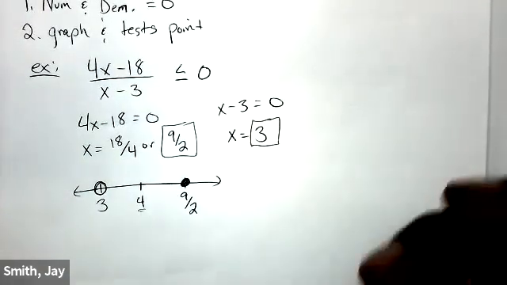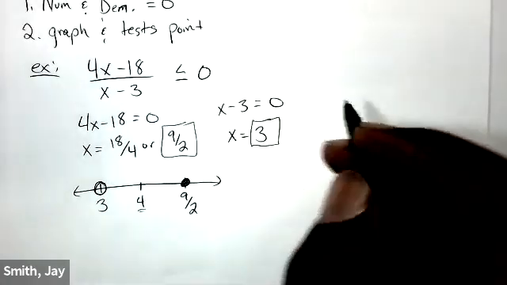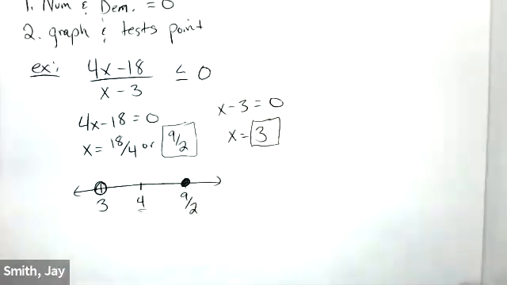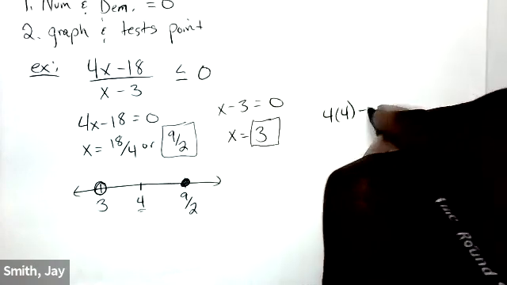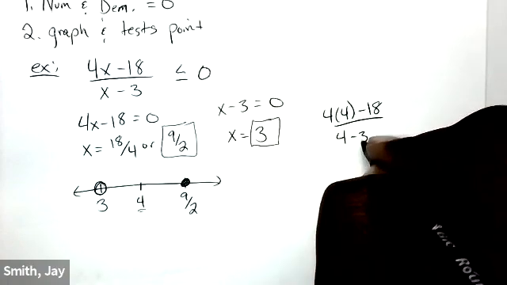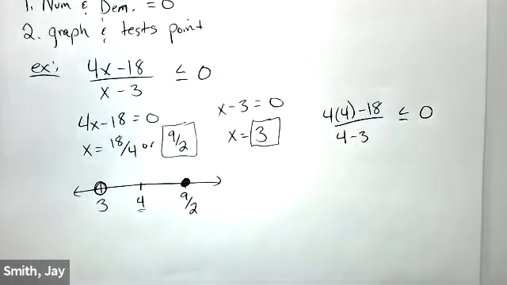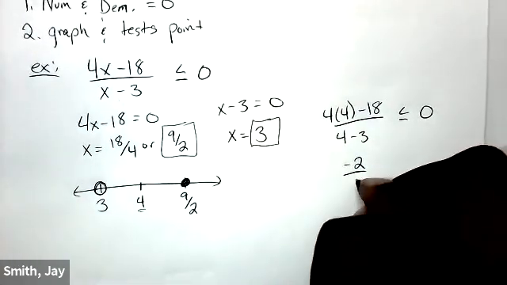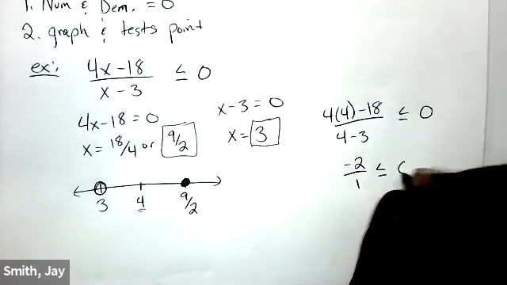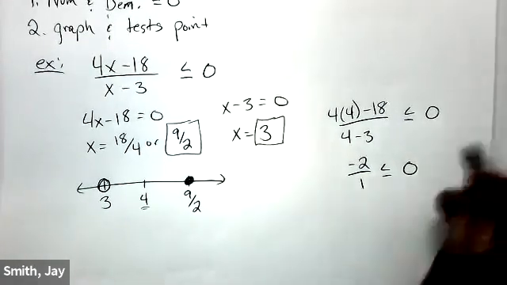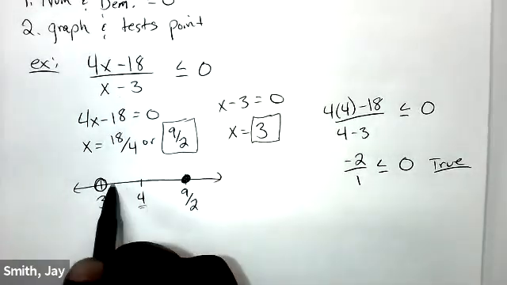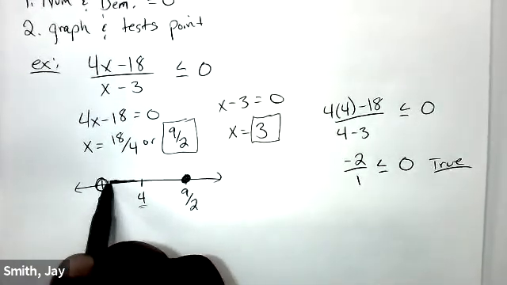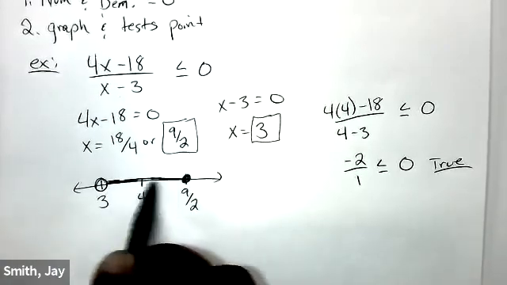Now we're going to use this 4 to test all the values in between 3 and 9/2, plugging into our original problem to see if it gives us a true statement. It's going to be 4 times 4 minus 18, divided by 4 minus 3, trying to see if it is less than or equal to 0. That's going to give me -2 over 1, which is -2. Trying to see if that's less than or equal to 0, this is obviously a true statement. All negative values are less than 0. So all the values in between 3 and 9/2 are part of my solution set.